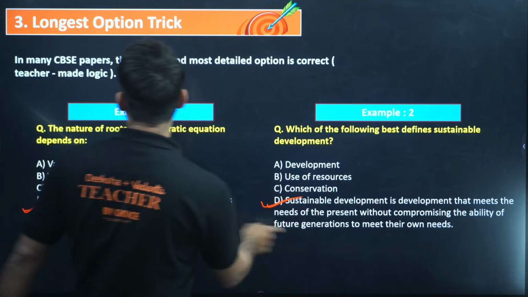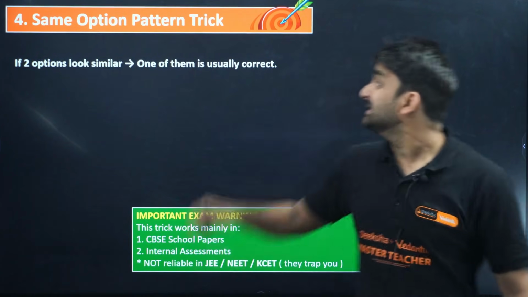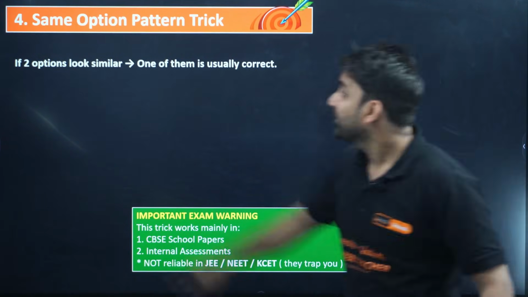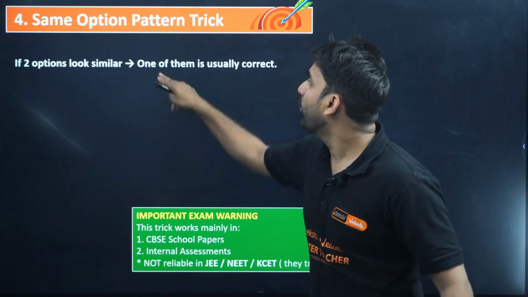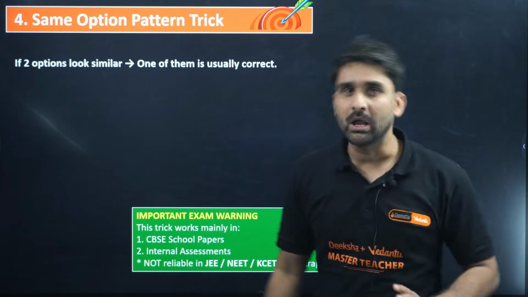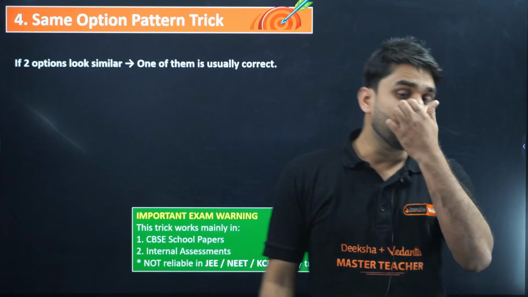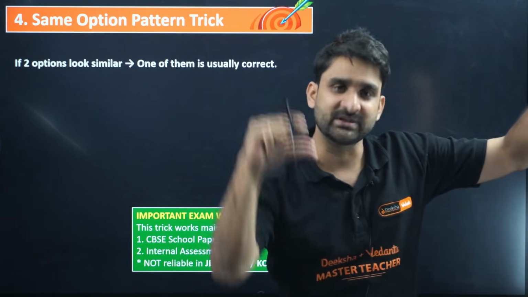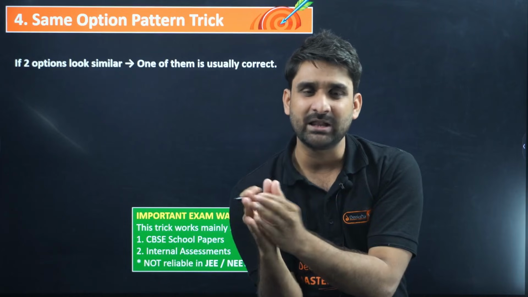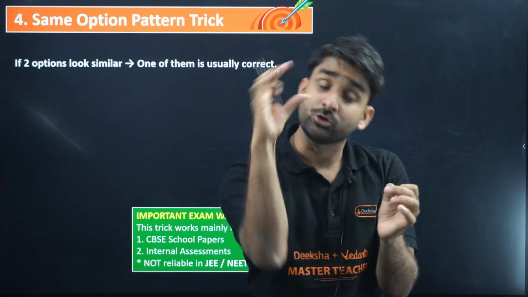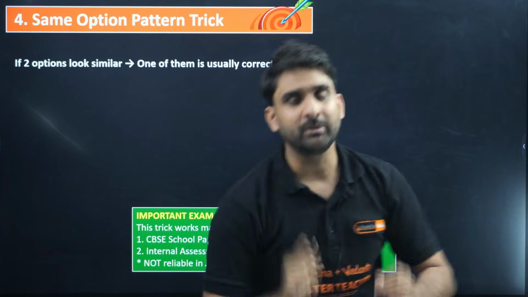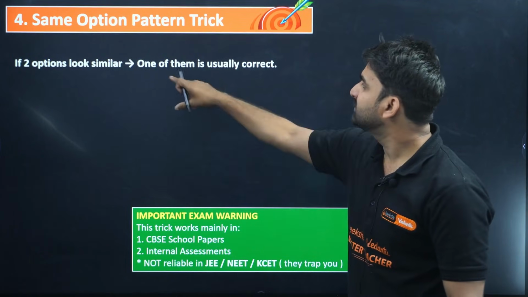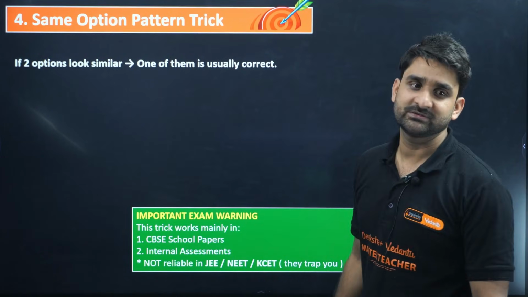So now moving to the 4th hack, which is the same option pattern trick, my dear. If 2 options look similar, one of them is usually correct. Yeah, I found it personally. When 2 options look similar in any MCQ question, there is a bit of a chance that in those two particular options, one would be the correct answer. Are you getting my point? If two options look similar, one of them is usually the correct answer, right?